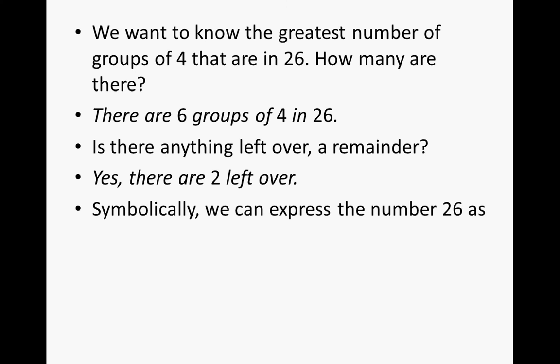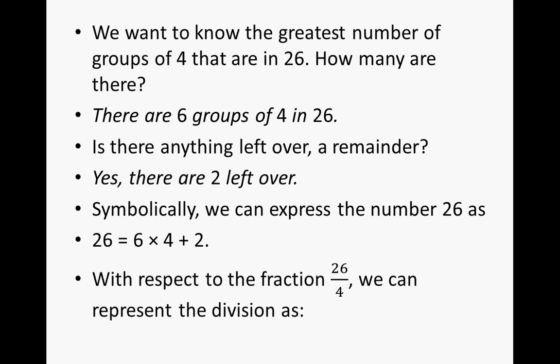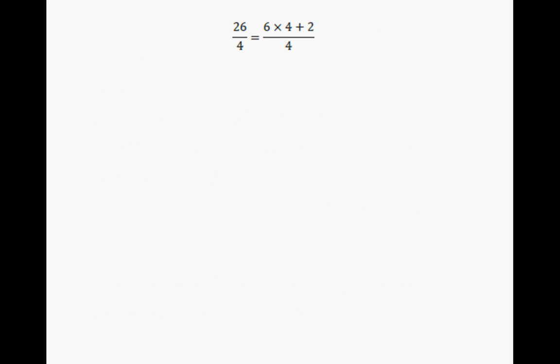So symbolically, we can express the number 26 as 26 being equal to 6 times 4 plus 2. Notice that this is multiplication and addition, not a division problem. So with respect to the fraction 26/4, we can represent the division as 26 over 4 is the same as 6 times 4 plus 2 over 4, which, using the addition part and having to create common denominators, means 26/4 can be represented as 6 times 4 over 4 plus 2 over 4.